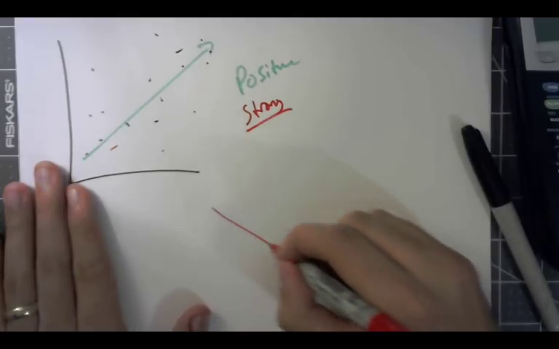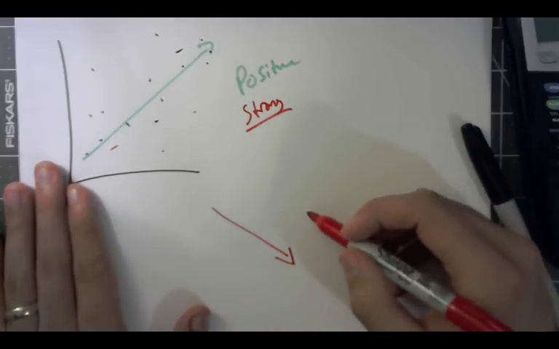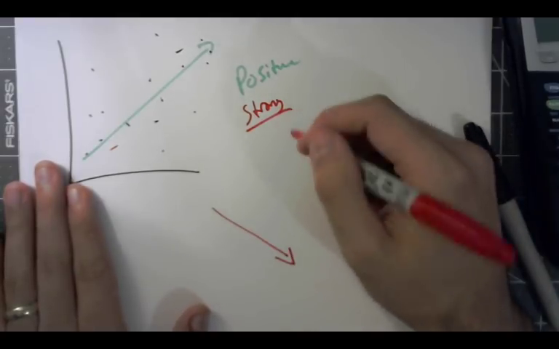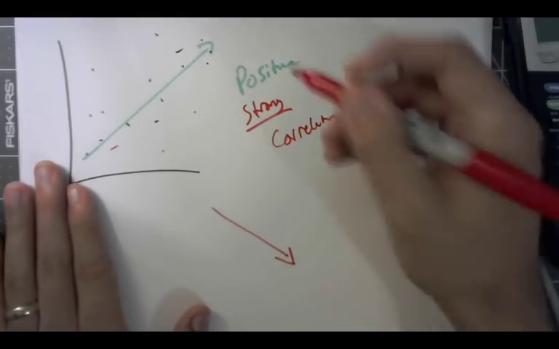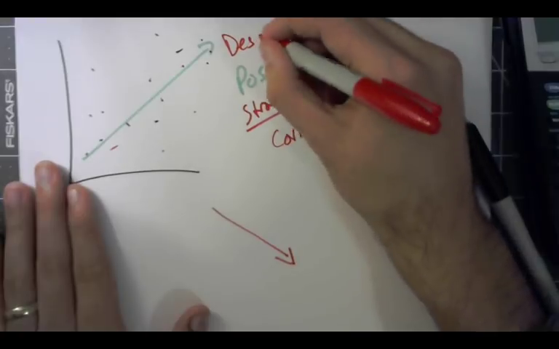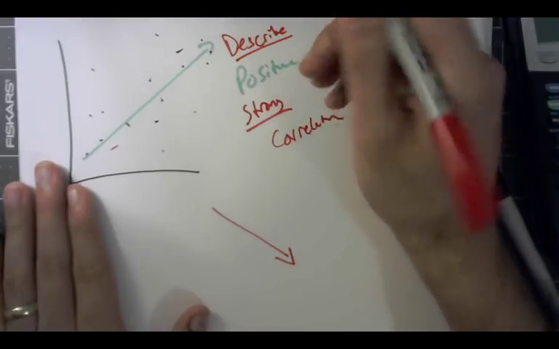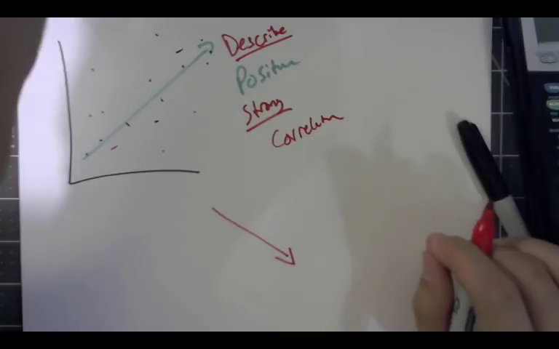If it's negative, that means it's going down. It's got a negative slope. So it's going to be strong, positive or weak, negative, and we have regular correlation. When it says describe, that's all I want. Tell me positive, strong, weak, strong correlation.